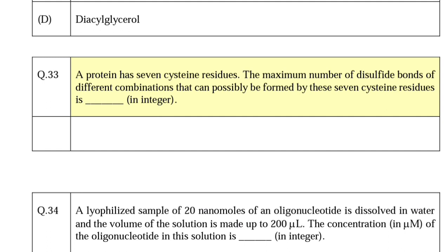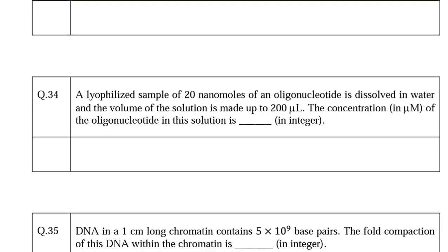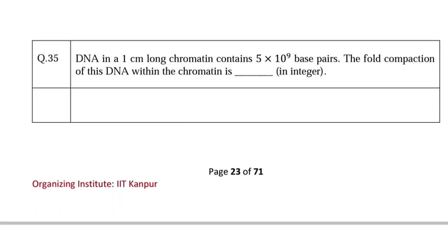The maximum number of disulfide bonds of different combinations that can possibly be formed by these 7 cysteine residues is blank, in integer.